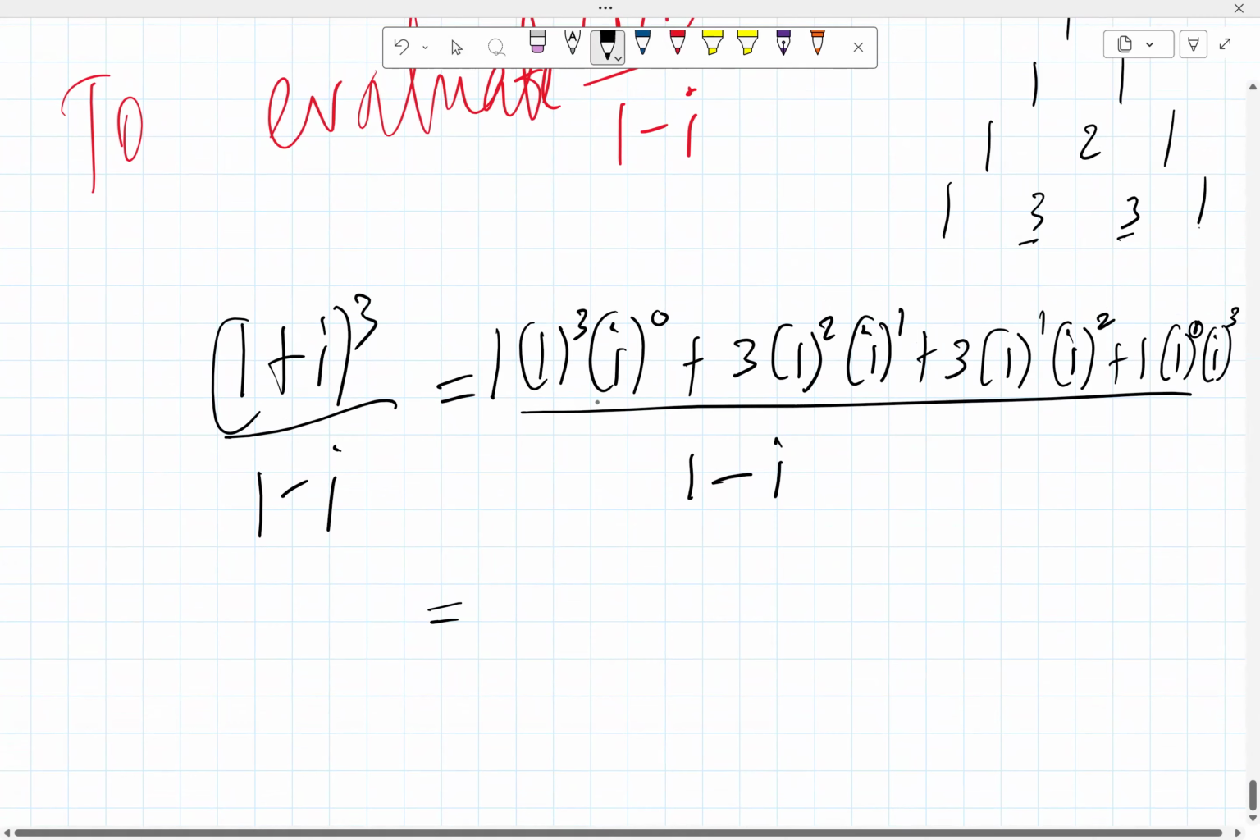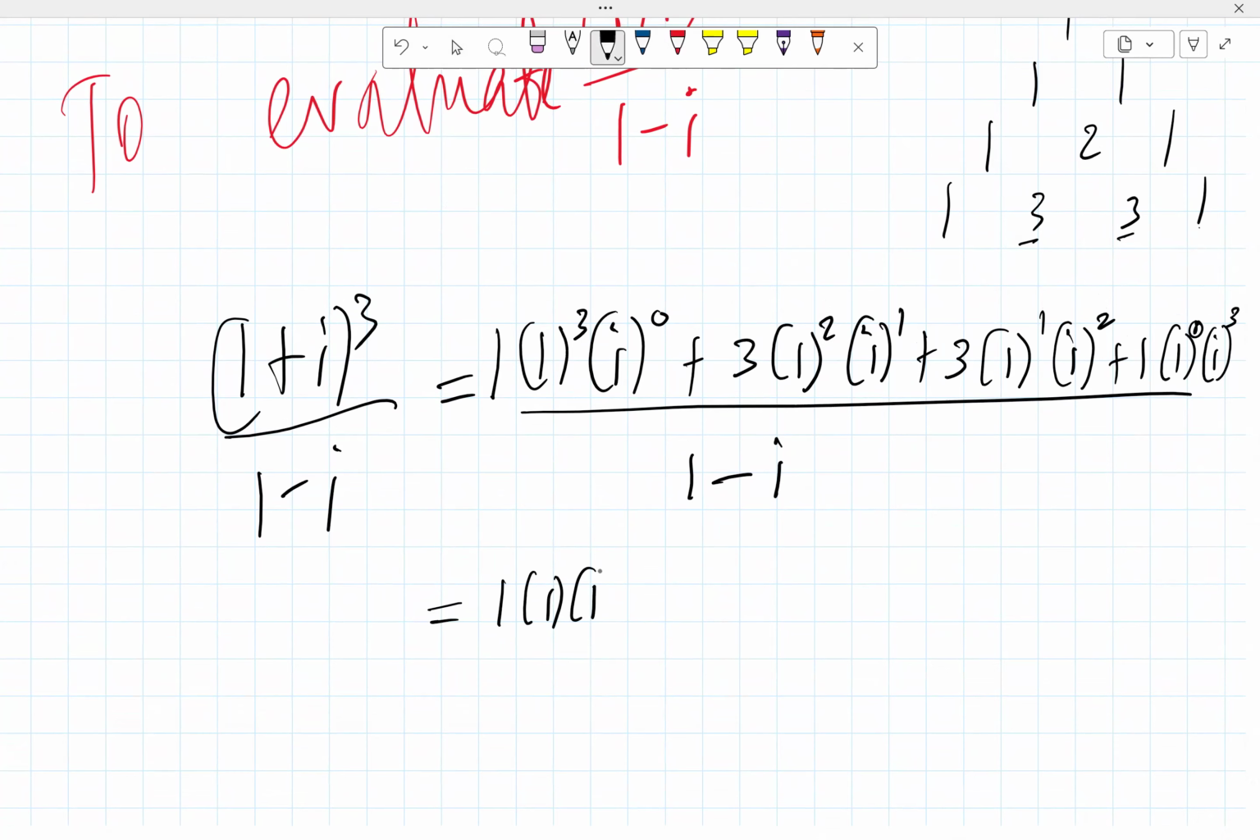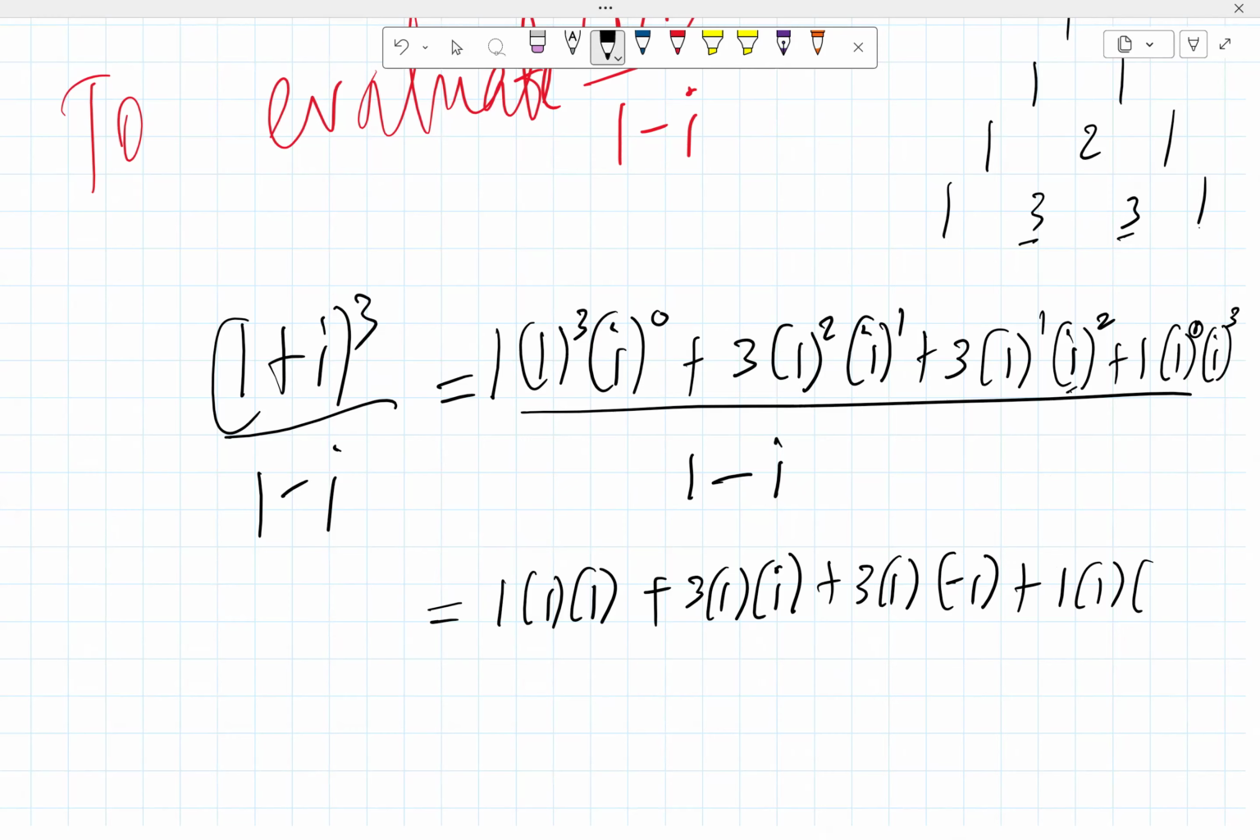So everything here is 1 in short. That's 1 times 1, and i raised power 0 is also 1. Then plus 3 times 1 squared, which is 1, and i remains i. Then plus 3 times 1 raised power 1, which is 1, and i squared is minus 1. Plus 1, 1 raised power 0 is also 1, and i raised power 3 is minus i, because i raised power 3 is i squared times i, and i squared is minus 1, then times i. Then all over 1 minus i.